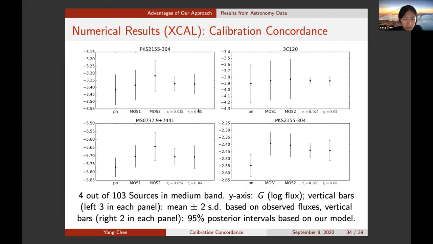However, if we work with our Bayesian hierarchical model, that's the last two error bars given in each of the panels, then we see that the results from the three different instruments are combined to give our final error bar. And actually the error bar that we give has a smaller length as opposed to the individual error bars because we are combining information from all of the three different instruments to make inference about the source flux.